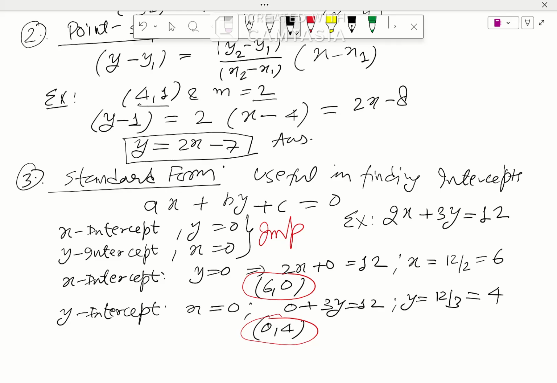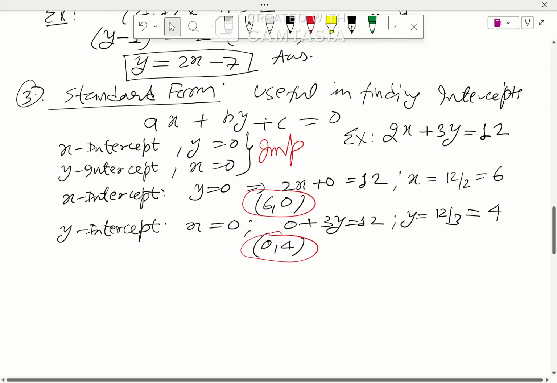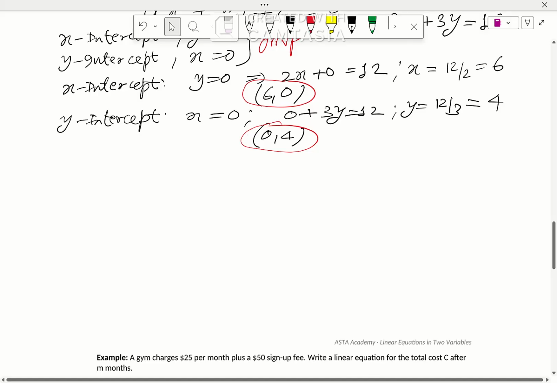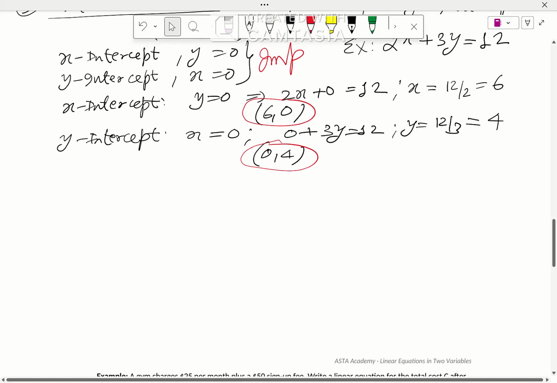Let's continue and look at another important topic within linear equations of two variables. Now we are looking at essentially the parallel and perpendicular lines.